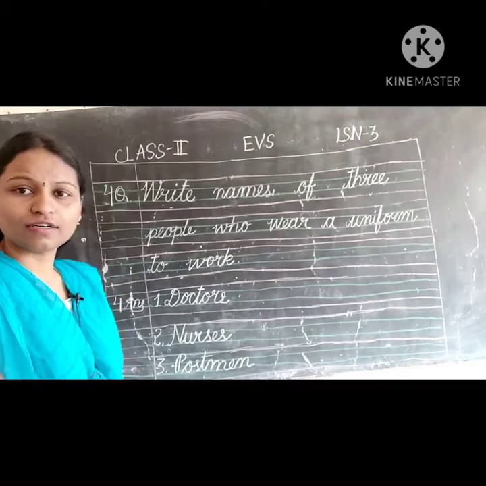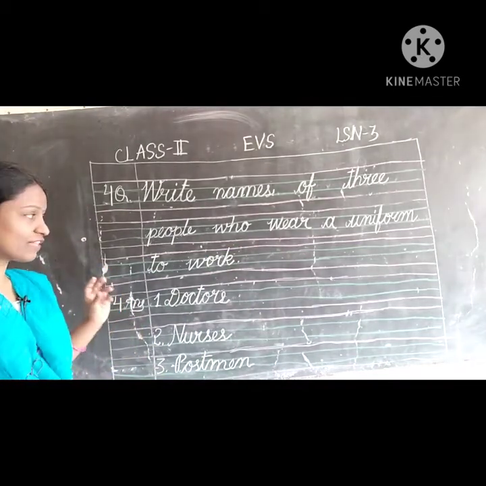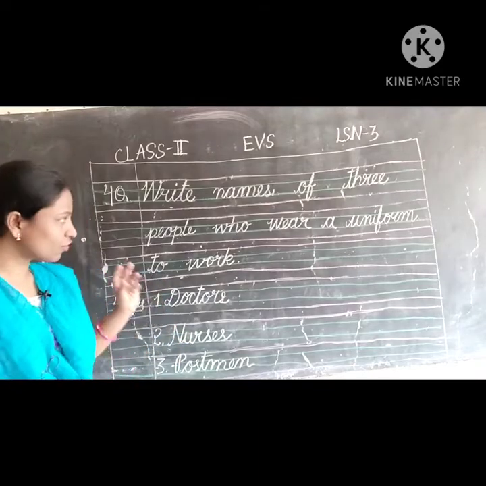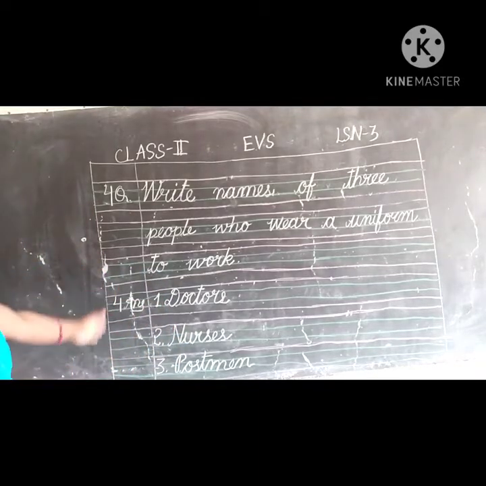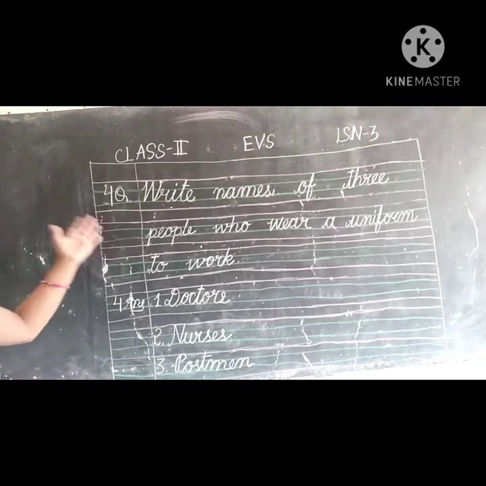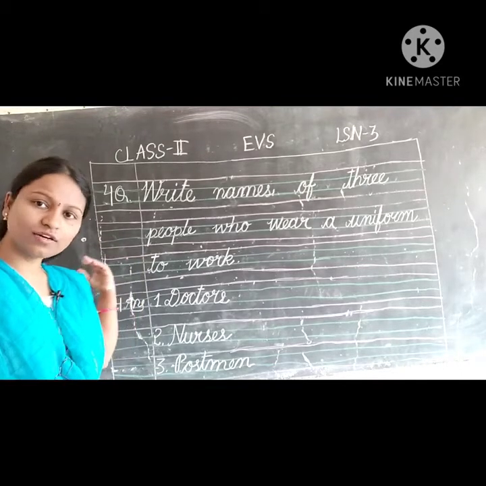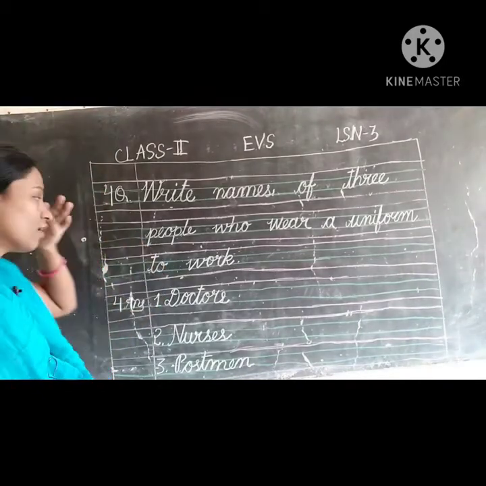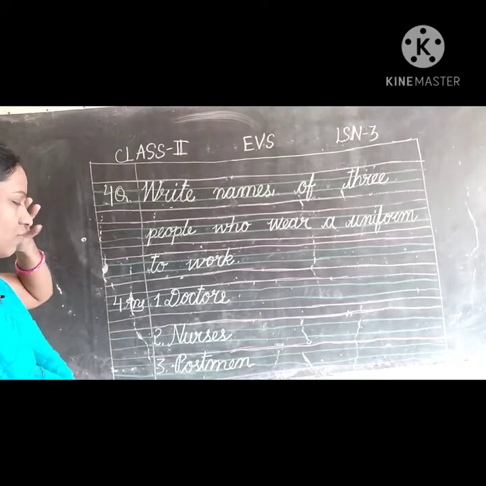And just when they are going for work, they wear those uniforms, okay children. This is the fourth question, and this is the fourth answer. And by this we have completed our lesson number 3, clothes for us, okay children. So please write in your notebooks, okay children.